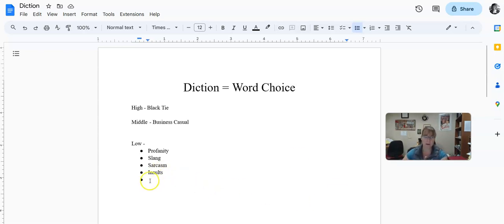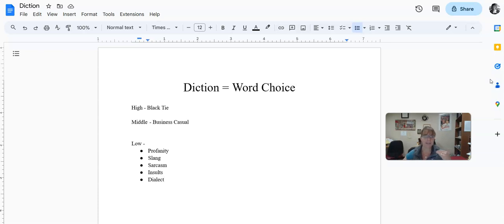You also want to avoid what's called dialect. So if you have dialogue in your essay, people talking to each other, you might fall into some dialect, but dialect is language that comes from a particular area. This is things like y'all, right? If we're talking about Southern stuff.